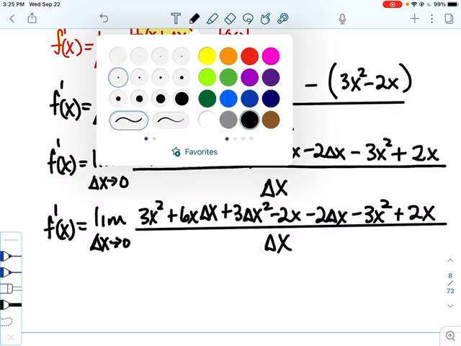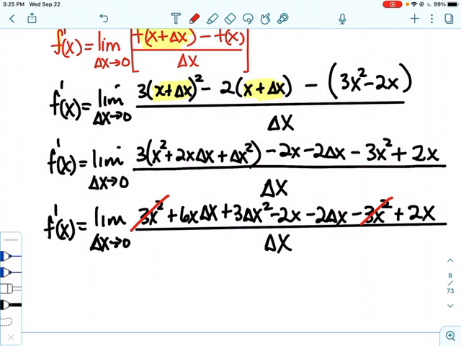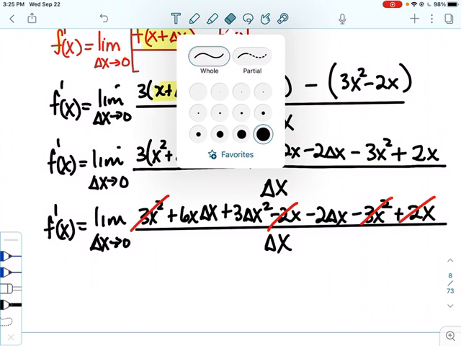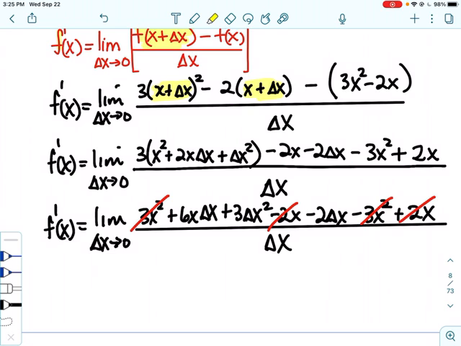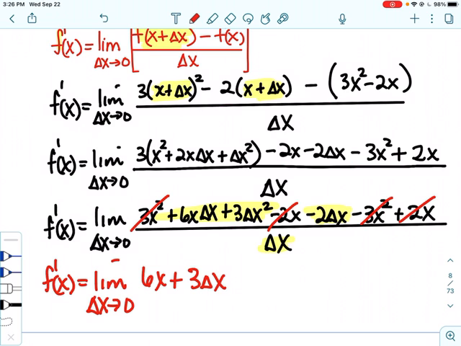I'm going to cancel terms, 3x squared minus 3x squared, minus 2x plus 2x. So if you notice, all the terms that you have left remaining all contain a delta x. So you're able to divide that out, and when you do, you will get the limit as delta x approaches 0 of, if you could factor it out, but I'm just going to divide each one of those terms, so I get 6x plus 3 delta x, and then minus 2.